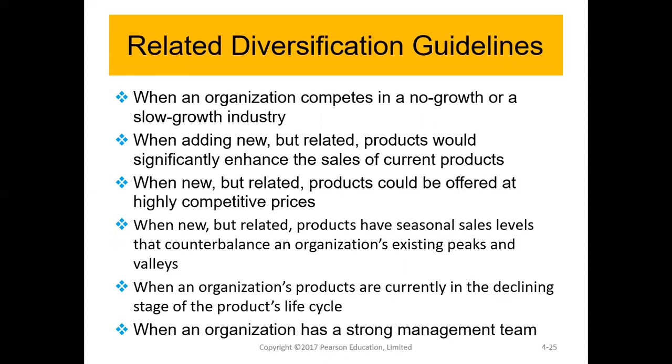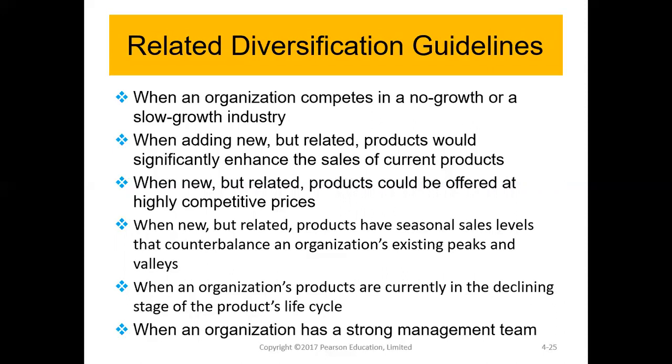Right. What are the guidelines that you should be using when you are applying related diversification? The first thing here is when an organization competes in a no growth or slow growth industry. Okay, it's not an industry that is changing so quickly or so rapidly. It has to be slow growing. Do you remember? That's the opposite of the guideline that was found for the integration strategy. Do you remember when I said when you integrate, the market has to be growing fast and there is room for you? It's the opposite here. So here we are talking about competing in a slow growth or no growth industry.